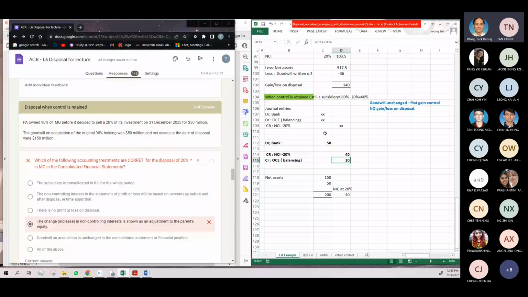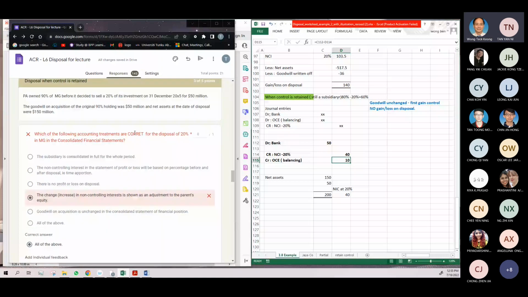So now we test your theory. Which of the following accounting treatments are correct for disposal? The subsidiary is consolidated in full for the whole period. This is correct, it is still retained control. So still a subsidiary, from 90% subsidiary changing to 70%. As long as you're a subsidiary, we do the full consolidation. NCI is correct, based on before and after.